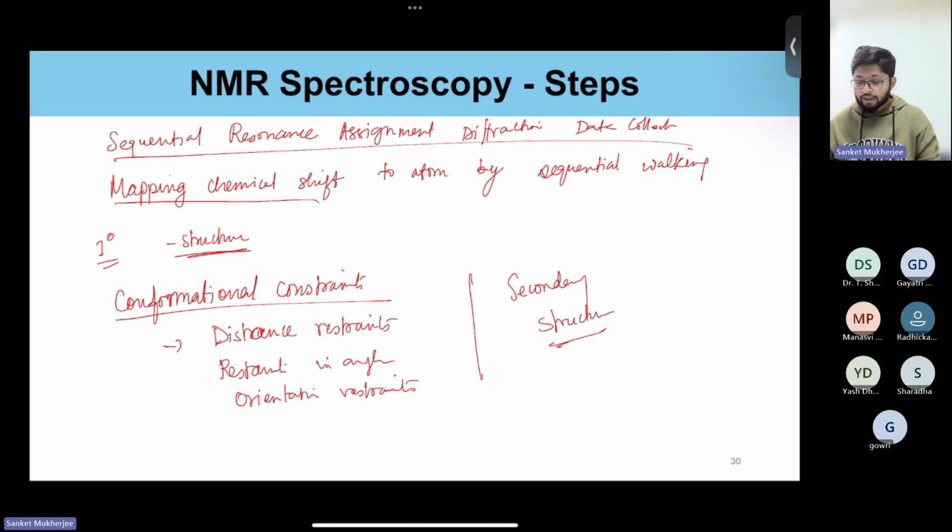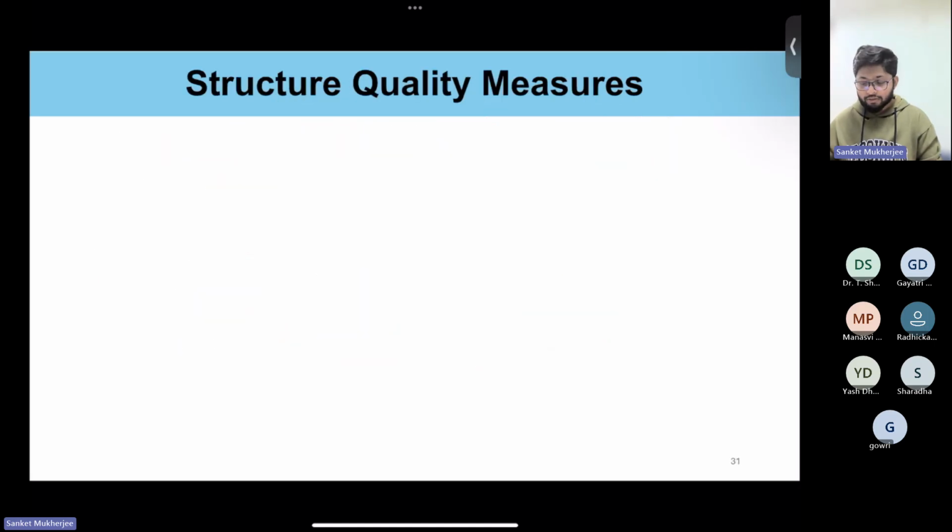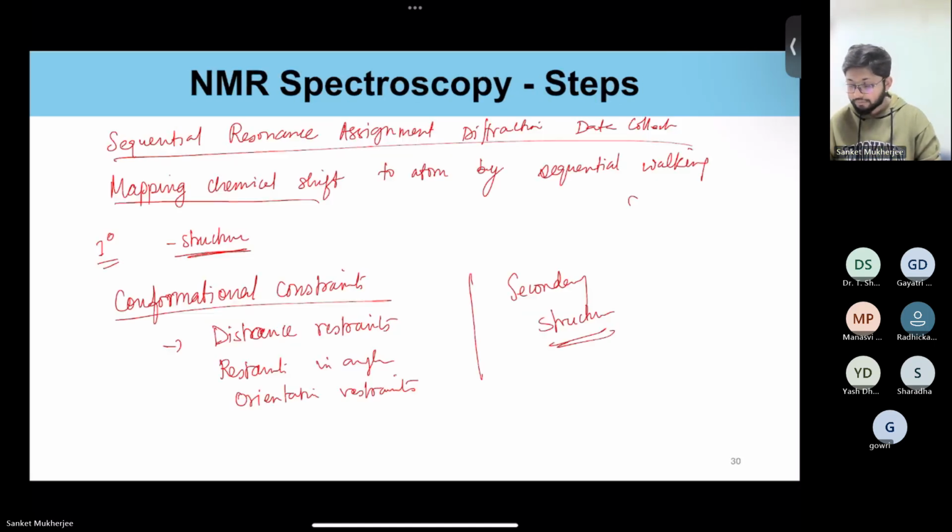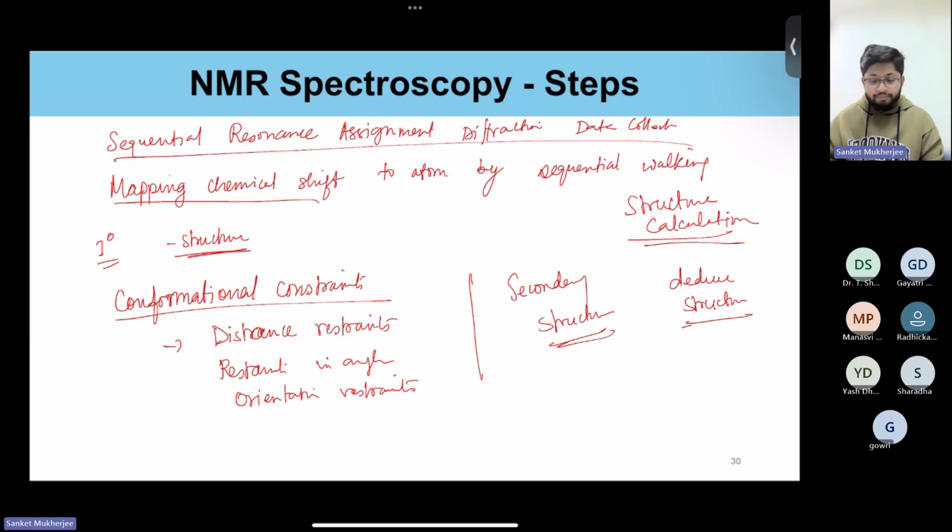Then we go for structure calculation. That is the final step. So we use this data of shifts and constraints, and then we deduce the structure. For this, a computer program is used.